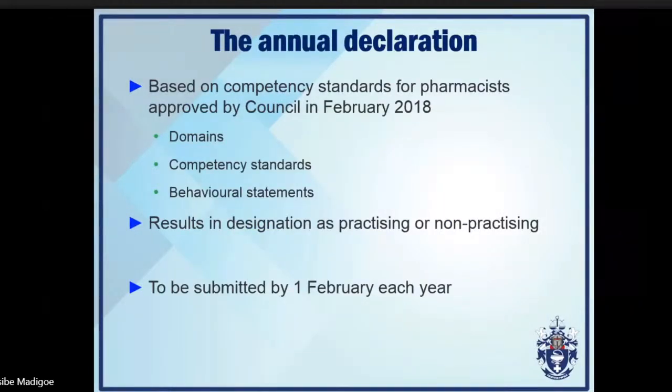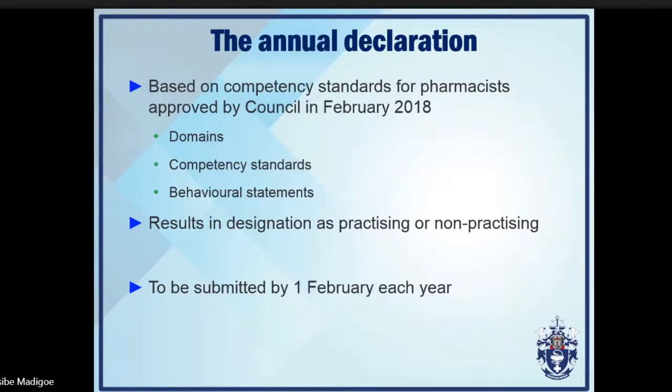So the annual declaration is done based on the competency standards for pharmacists as approved by council in February of 2018. And these competency standards are divided into 6 domains. The domains do have competency standards, and the competency standards are separated into behavioral statements. The behavioral statements are those that say what is expected of you as a pharmacist if you say you are competent in that particular domain. There is a next slide where I will explain this in further details.